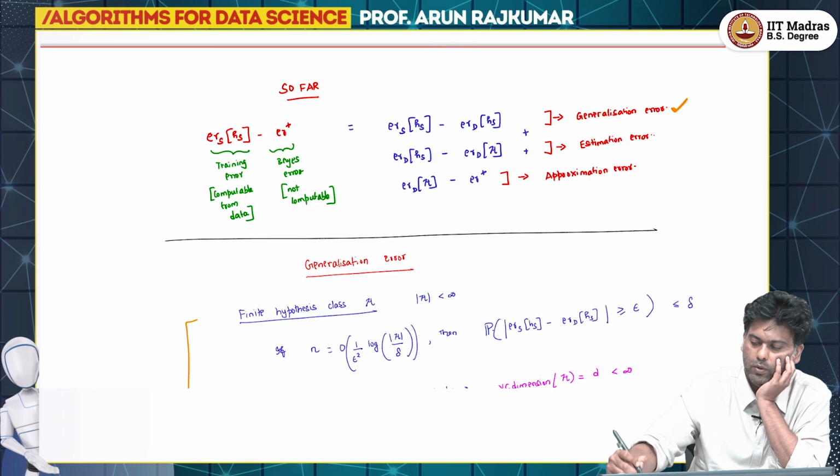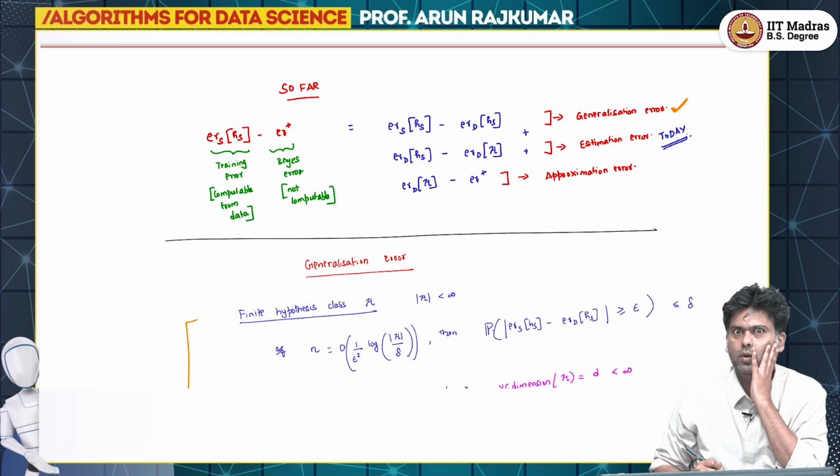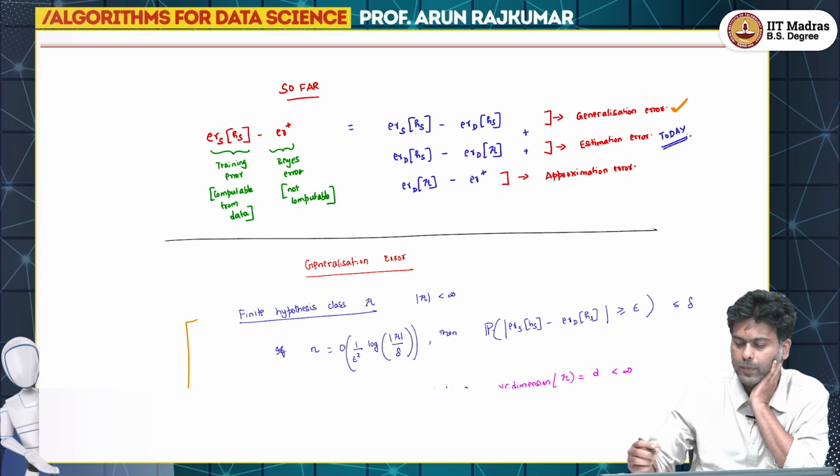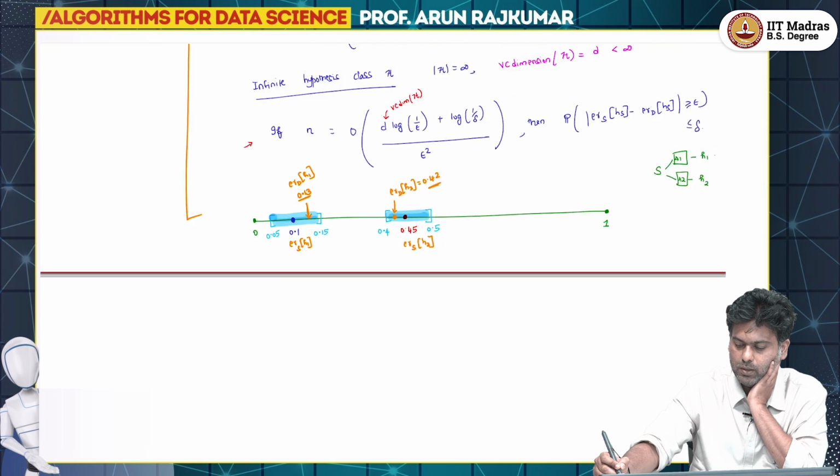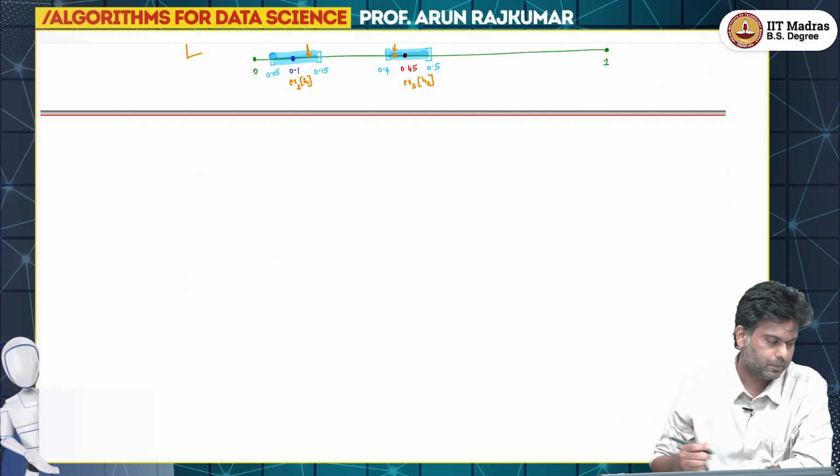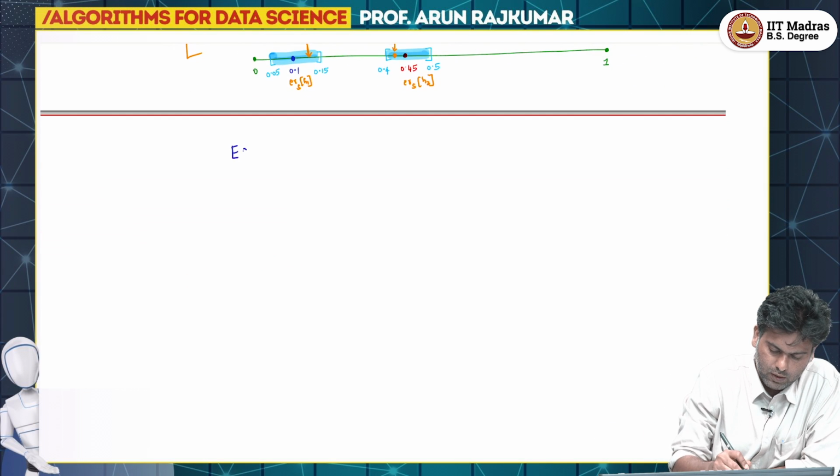And today what we are going to do is, so this part, right. So, today we are going to look at estimation error first. So, what is the estimation error? Estimation error, which is the second part in the error breakdown that we did earlier.